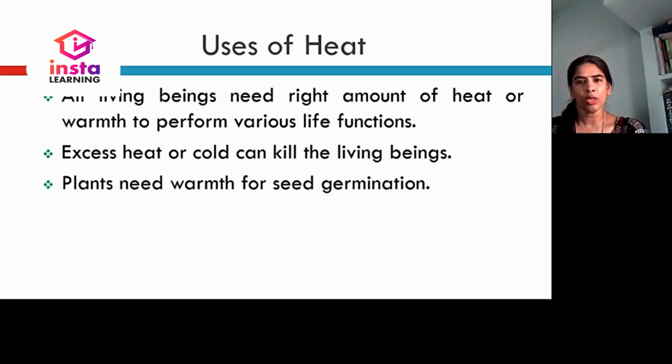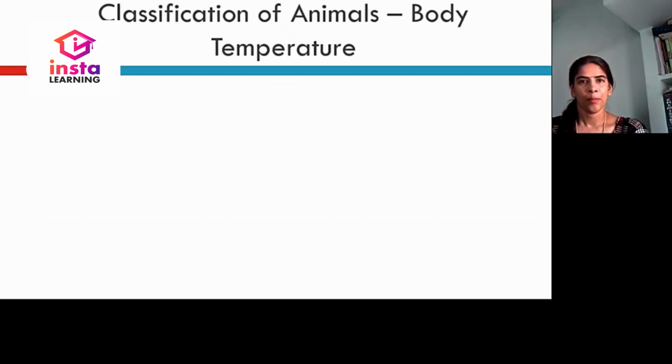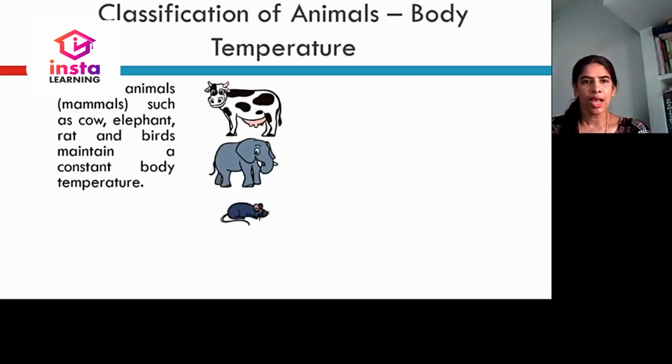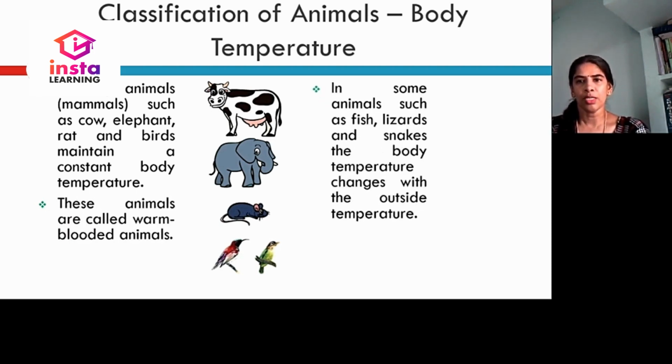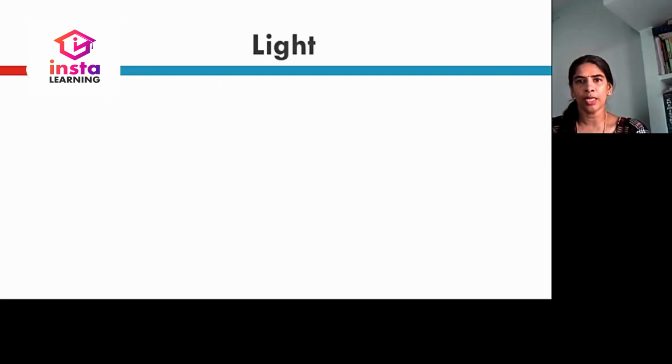Plants need warmth for seed germination. Animals need warmth for incubation of eggs. Let us now classify the animals based on the body temperature. Suckling animals known as mammals such as cow, elephant, rat and birds maintain a constant body temperature. That means they do not change their body temperature with respect to their surroundings. These animals are called warm-blooded animals. In some animals such as fish, lizards and snakes, the body temperature changes with the outside temperature. These animals are called cold-blooded animals.